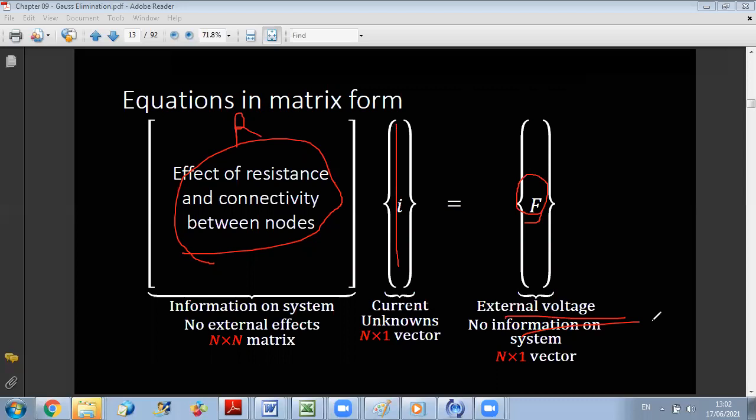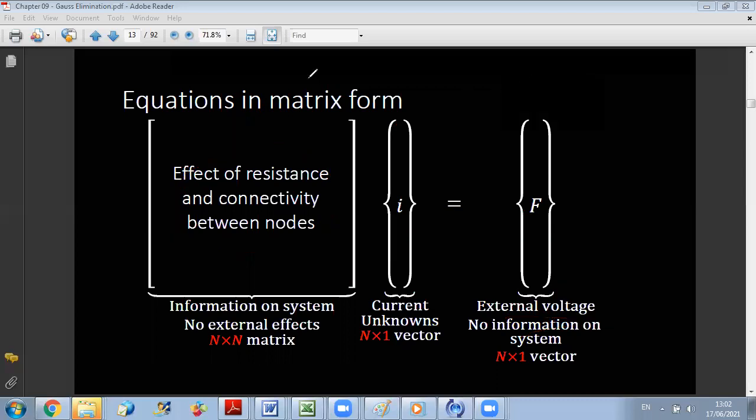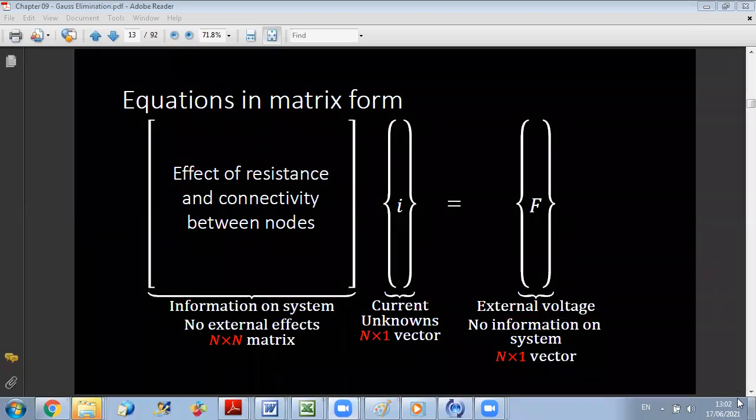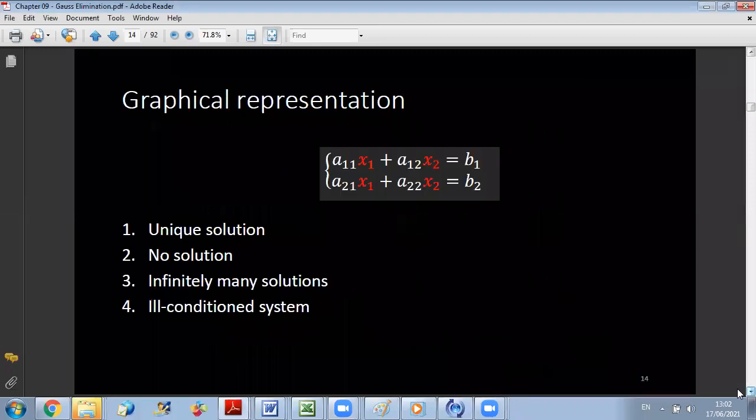So all of these applications can be written in the same form and involve the solution of a linear system of equations. This is why in this chapter we will develop several techniques to solve a system of linear equations.